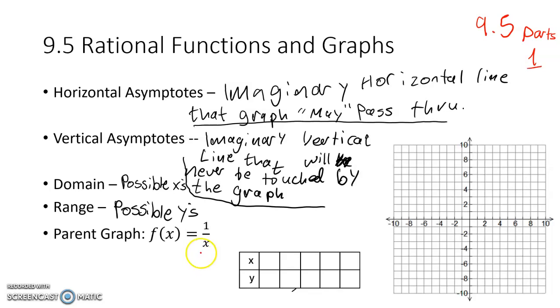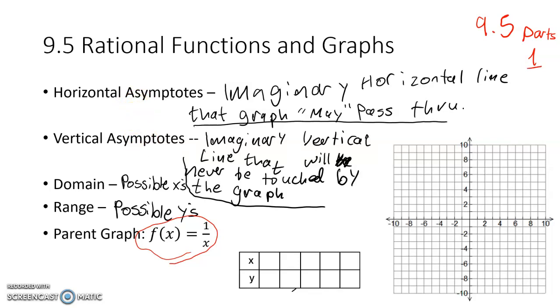So basically, when we look at rational functions, they're all based off of this parent graph, basically 1 over x. Okay, it's essentially whenever we have the x in the bottom of the fraction. There's a little bit of terminology here, like horizontal asymptotes and vertical asymptotes, or the way you say that word, asymptote.